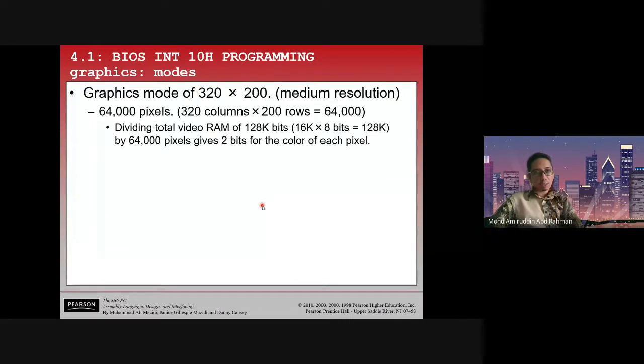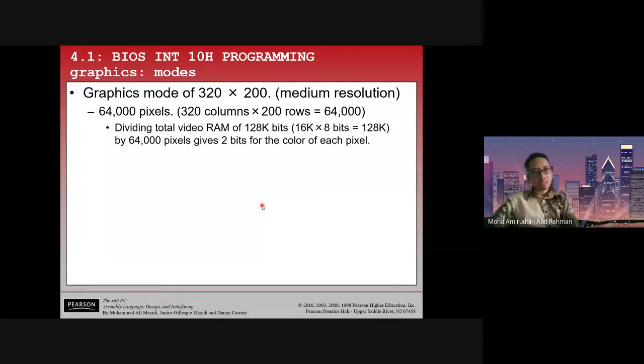Dividing total video RAM of 128K base. Maksudnya kalau you punya ni dikira sebagai 8-bit, so 8-bit kan setiap satu register tu untuk you punya graphic mode. Okay, so 128 bahagi dengan 8, you akan dapat 16K.